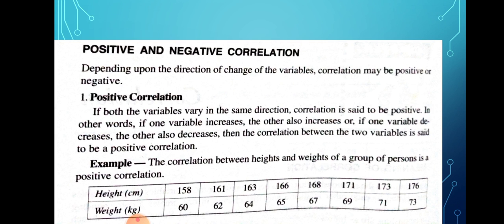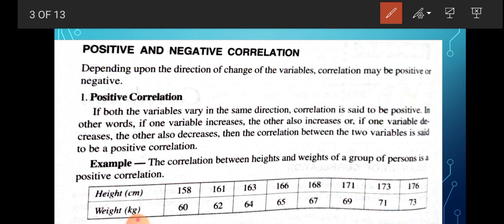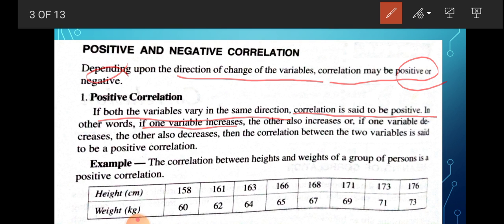Our next topic is positive and negative correlation. What is the meaning of positive and negative correlation? Depending upon the direction of change of the variables, correlation may be positive or negative. If both variables vary in the same direction, correlation is said to be positive. What is the meaning of this? If one variable increases, the other also increases. If one variable decreases, the other also decreases, then the correlation is said to be positive correlation.